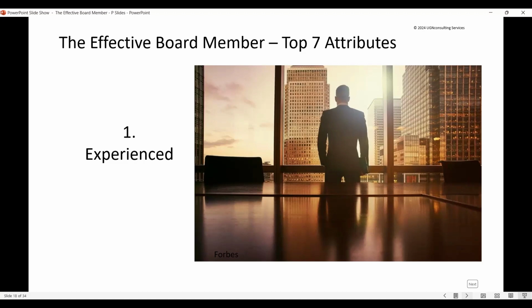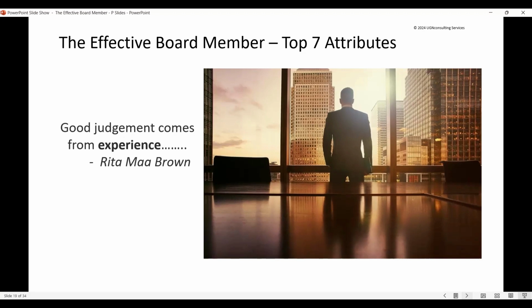Maybe it might even be geographical experience. You have knowledge, experience with this geography, having experience with this demography. So experience you have obtained over the years, both professional, social, and otherwise. You have to be experienced. Experience helps you in decision making and in making sound judgment. Then, like Rita Mae Brown said, good judgment comes from experience. So experience, that's an attribute.